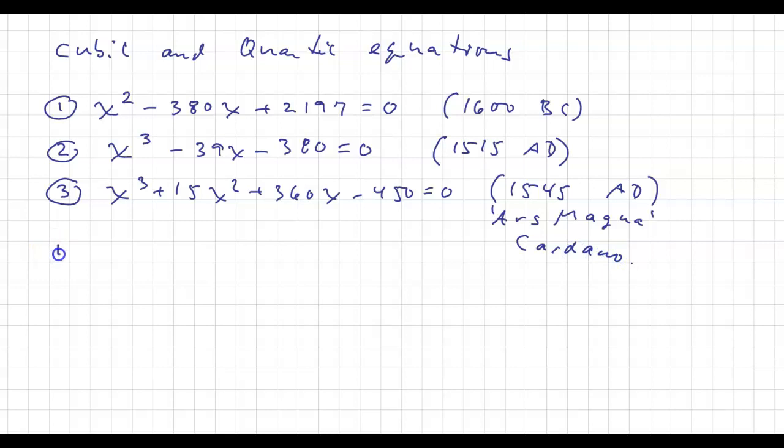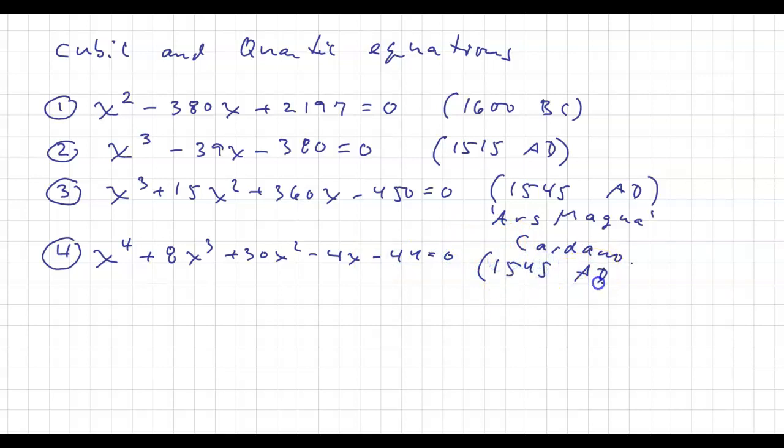And in that same book, Cardano explains that his student, whose name is Ferrari, figured out how to solve fourth degree equations such as this one. So it's also 1545. Same book, but Cardano gives credit to Ferrari. So think about this.